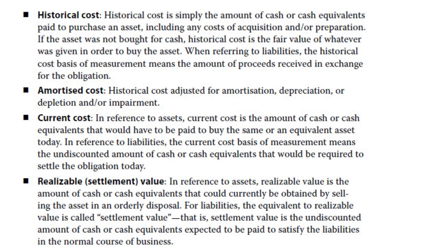Current cost. In reference to assets, current cost is the amount of cash or cash equivalents that would have to be paid to buy the same or an equivalent asset today. You can also refer to this as replacement cost. Same is the case with liabilities. If you have a bond outstanding, the current cost basis of measurement would mean the undiscounted amount of cash or cash equivalent that would be required to settle the obligation today.